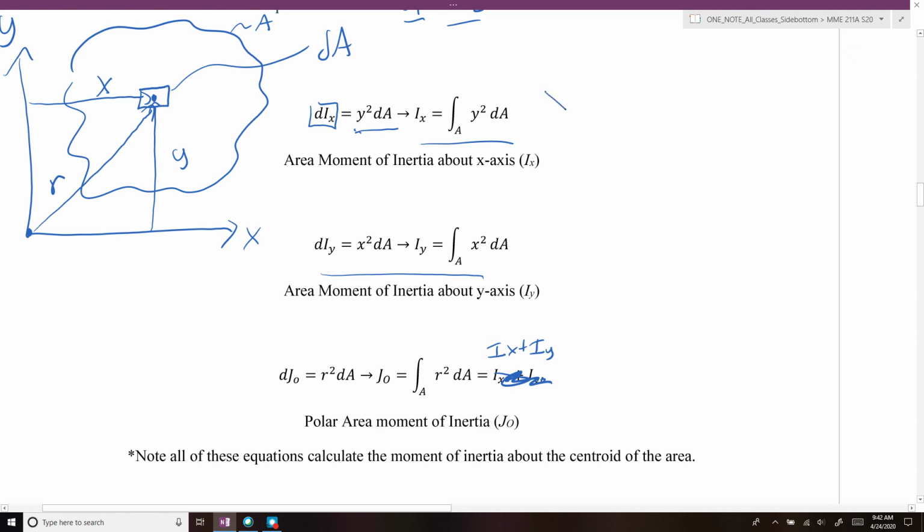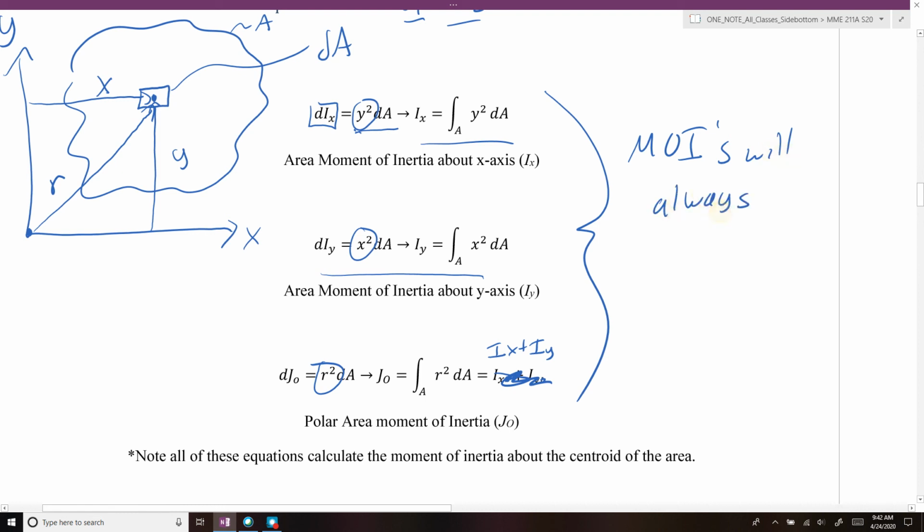And the last thing I'll note is that since we have all squared terms here, moments of inertia will always be positive quantities. Alright, so that concludes this video on moment of inertia of areas.